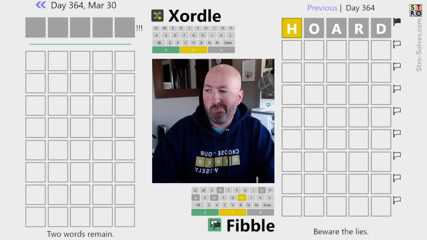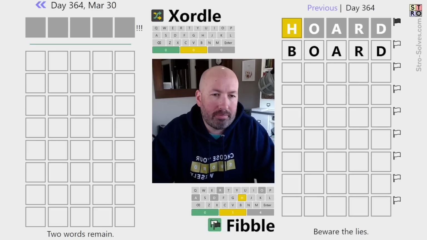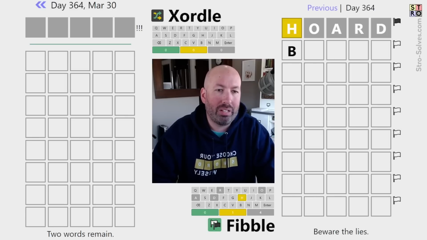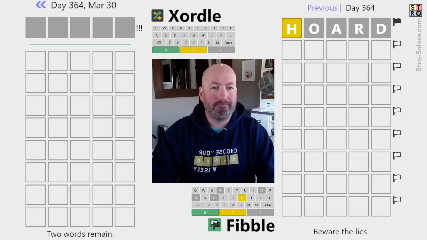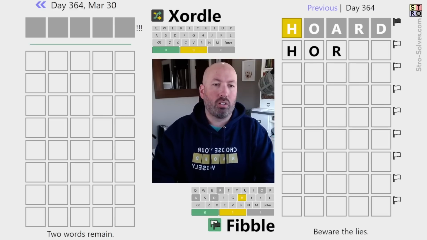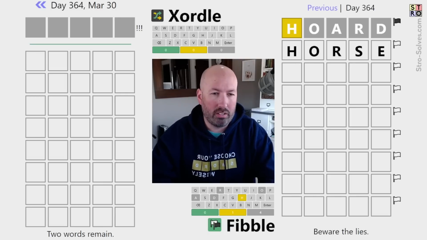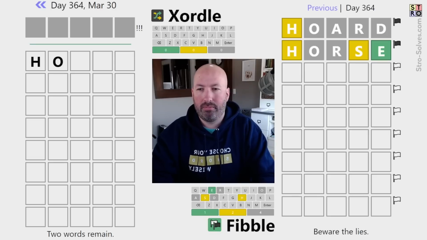So, board seems like an obvious choice if you're trying to repeat letters, but there's a bunch of grays. So we know at least 3 of those grays are gray, if not all 4 of them. So what about something like horse? That repeats some of the letters, but lets us check a couple of new letters as well. I think that's not too bad. Let's go with horse.